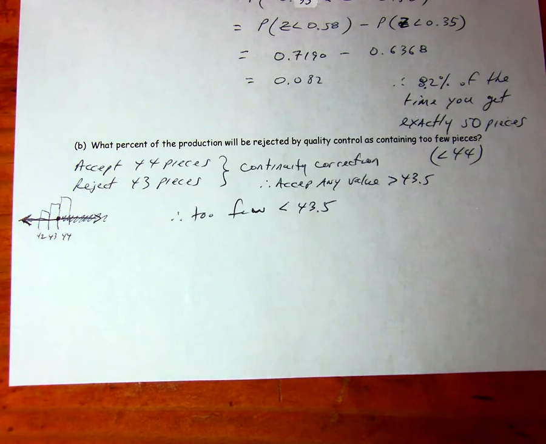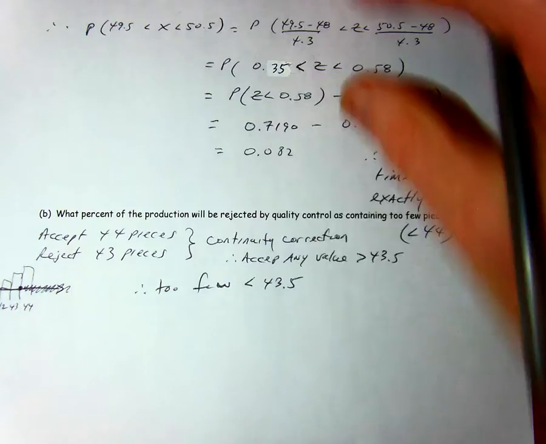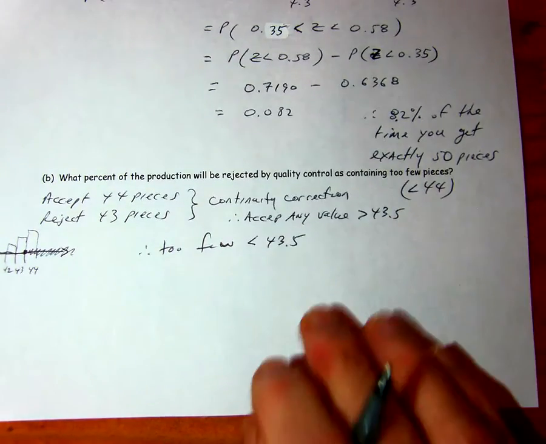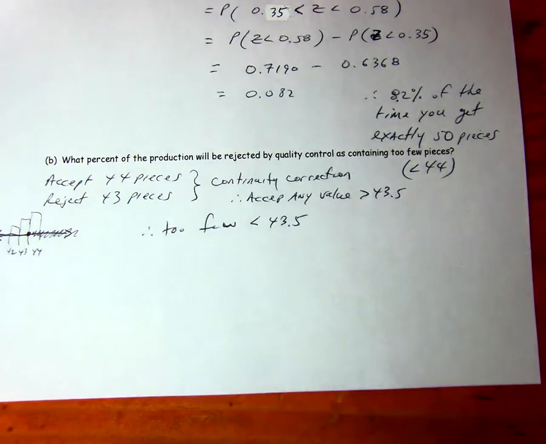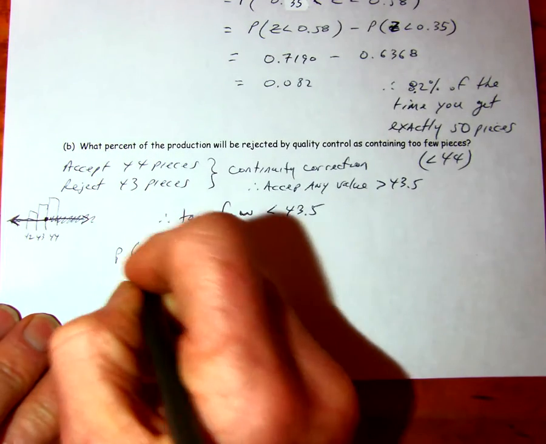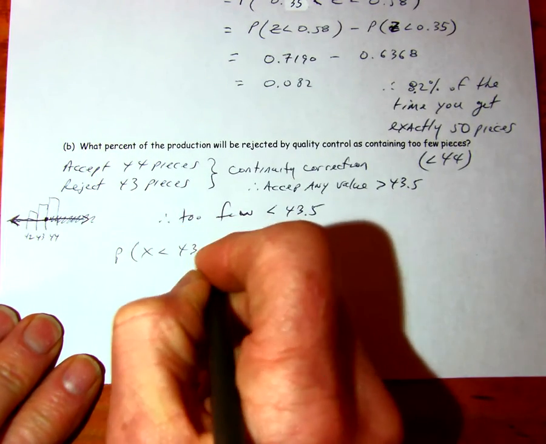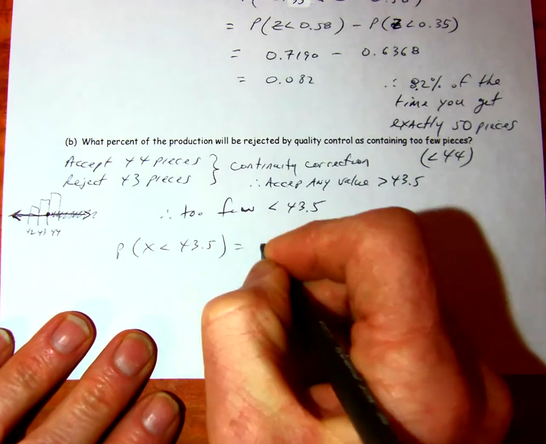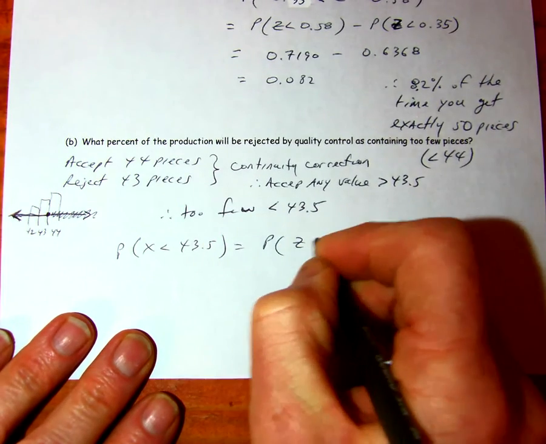So we're going to use continuity correction for exact values, and also for ranges. We're going to use it every single time. So too few is going to be officially anything less than 43 and a half. So the probability of x being less than 43 and a half is the same as the probability of z being less than what?